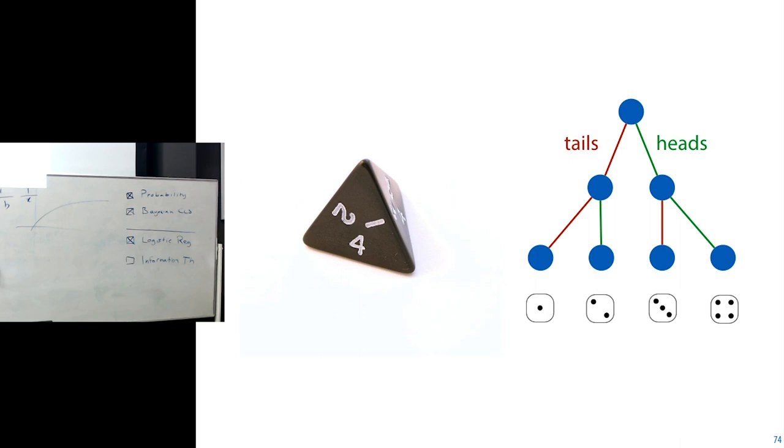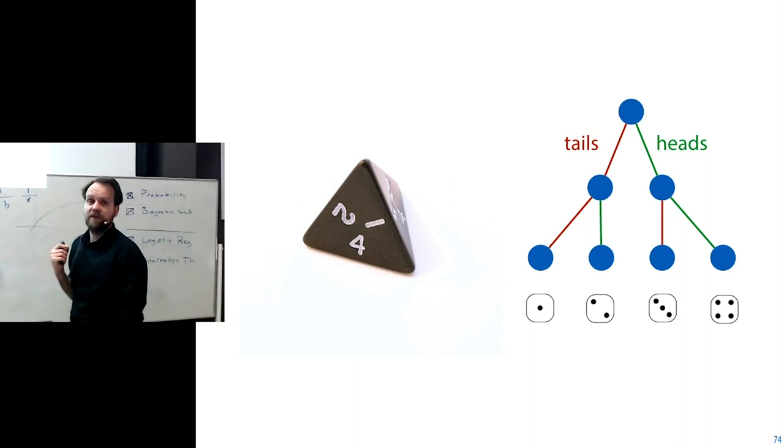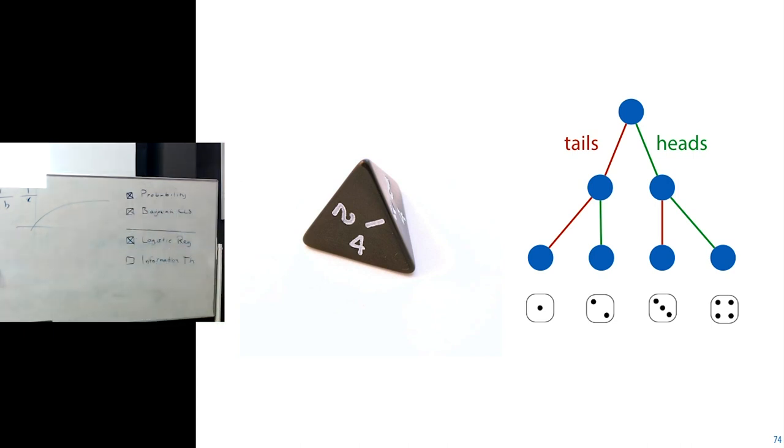You just flip the coin twice. If it's tails, tails, you call it 1. If it's tails, heads, you call it 2. If it's heads, tails, you call it 3. And if it's heads, heads, you call it 4. And then you can play a game which needs a 4-sided die just by flipping a coin lots of times.